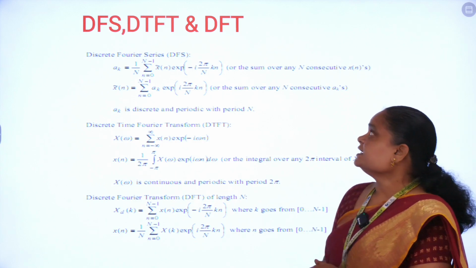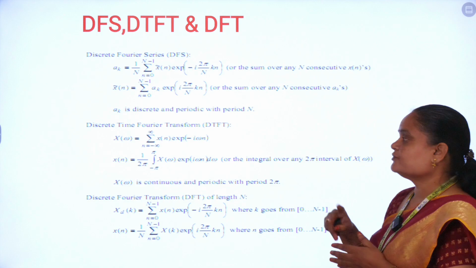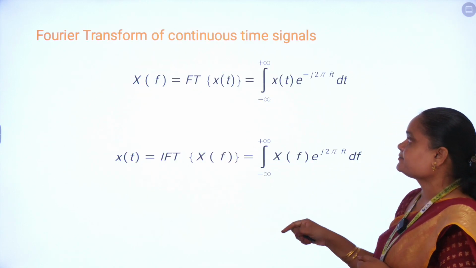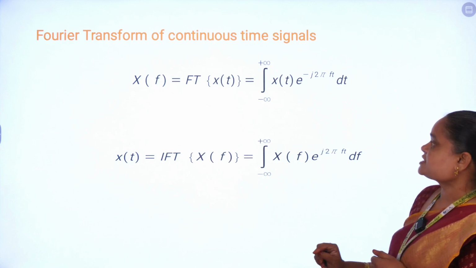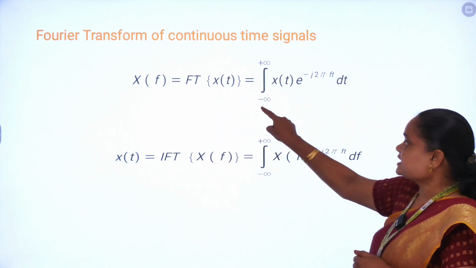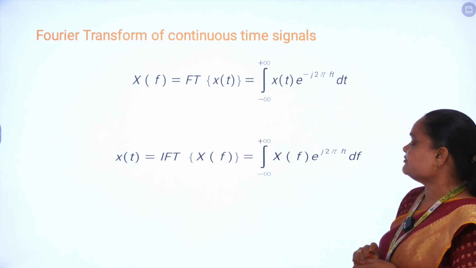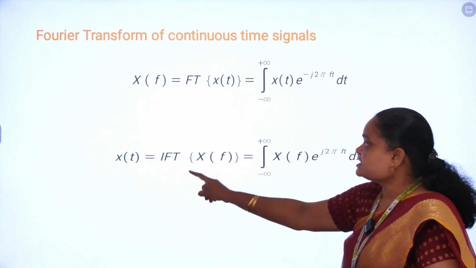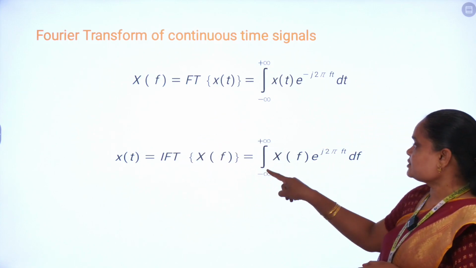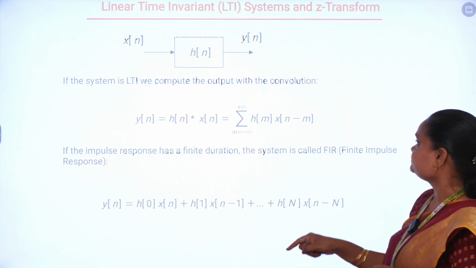And then DFS, DTFT and DFT. We convert the time domain into the frequency domain. We go for transformations, so there are DFS, DTFT and DFT. And then the Fourier transform of continuous time signals. X of f is the Fourier transform of x of t, that is the integral from minus infinity to infinity of x of t e power minus j 2 pi f t dt. x of t is the inverse Fourier transform, that is the integral from minus infinity to infinity of X of f e power j 2 pi f t df.